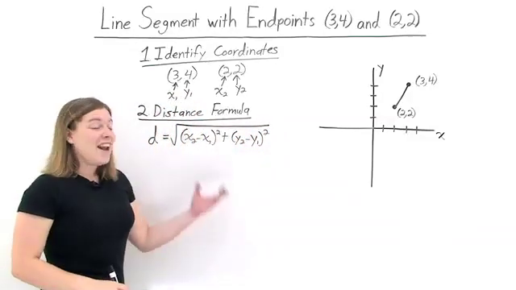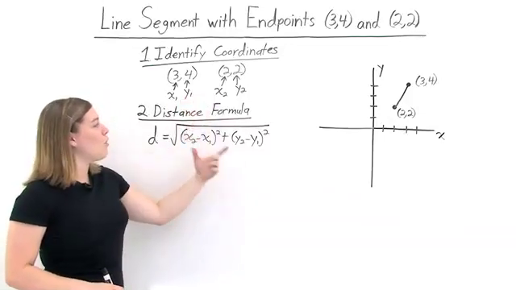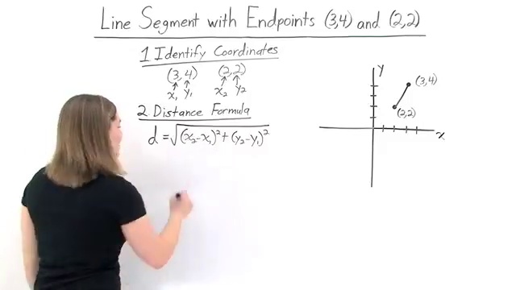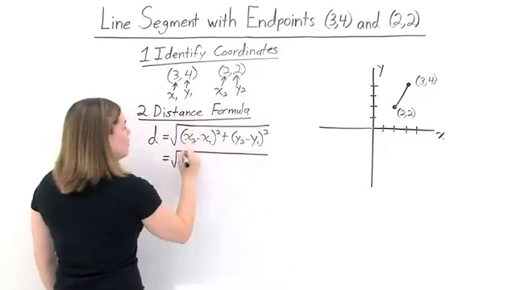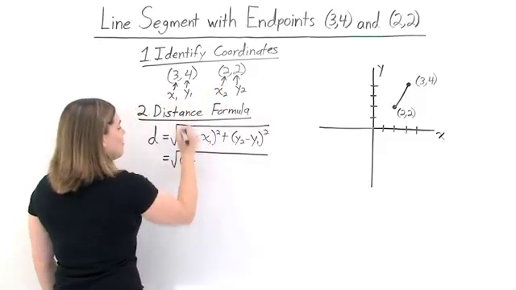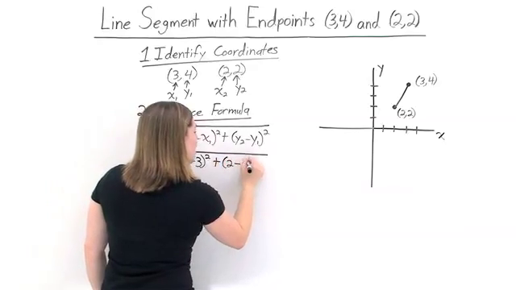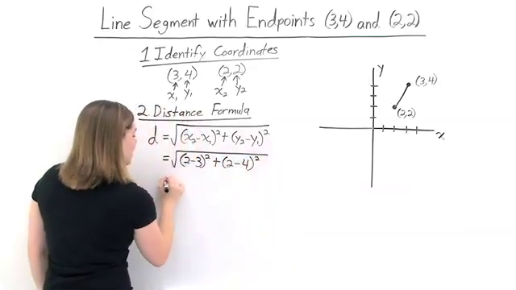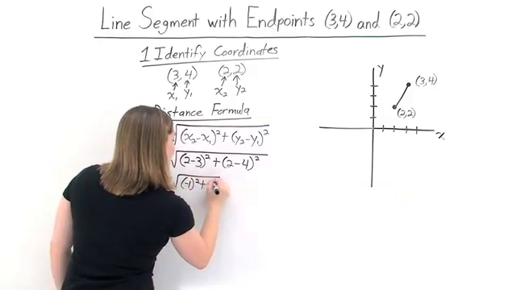Great! Now all we need to do to find the distance is take our labeled coordinates and plug them in to the right-hand side. So we have the square root of (x sub 2, which is 2, minus x sub 1, which is 3) squared, plus (2 minus 4) squared. Simplifying, we get negative 1 squared plus negative 2 squared.